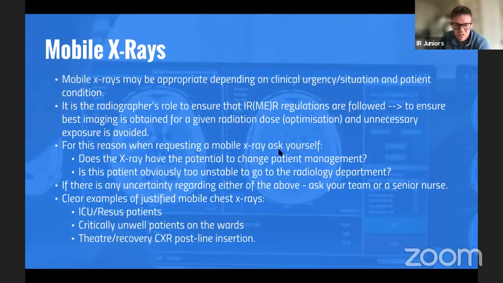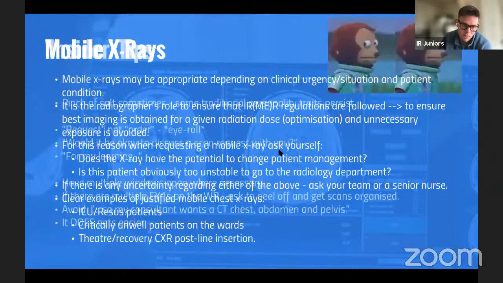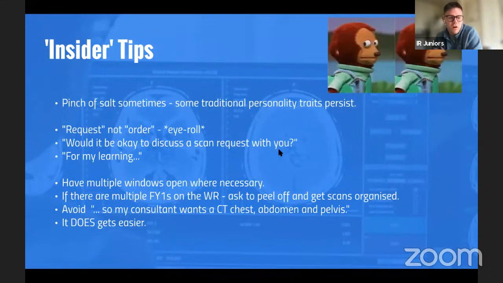Beyond chest x-rays, it's quite rare to get other mobile exams done on the ward. Very rarely, depending on very specific circumstances, where it'll often have to go through the radiologists on call, it may be possible to get other scans done, but that's obviously on a case-by-case basis.